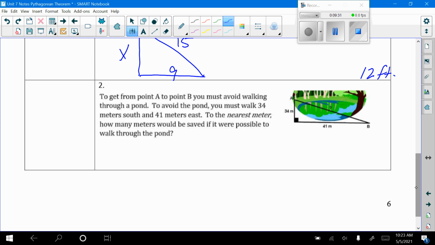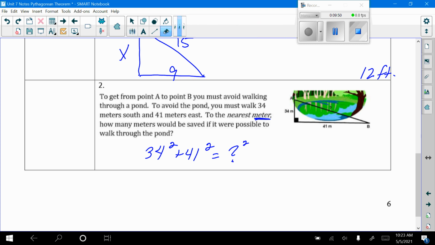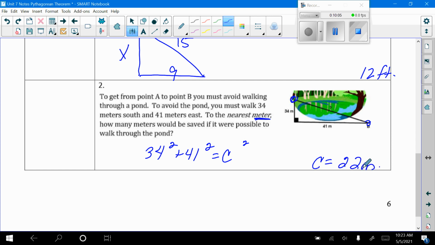And this one, it's the short way from point A to point B. I'm trying to find that value. To the nearest meter means round to the nearest whole number. So A, B, and this is going to be C. So 34 squared plus 41 squared equals question mark squared, or we can use C. Solve that out and try to find how far it is from A to B. Hopefully you find that C is equal to 22 meters when you round to the nearest whole meter.